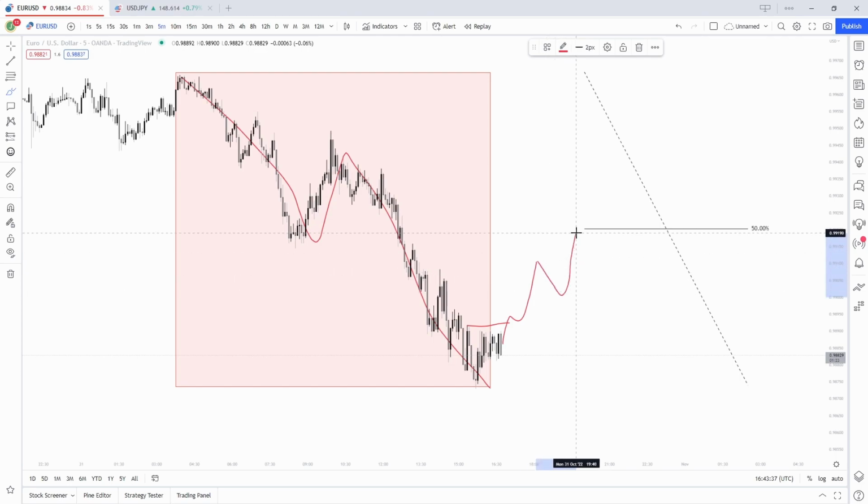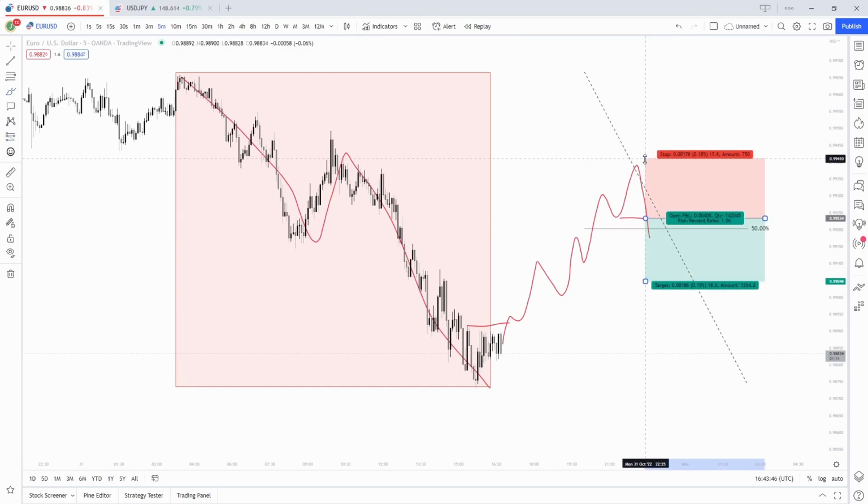If we were to then see price trade into the premium and then see a break of structure, we could get involved in a position there. Stop loss above that high. Take profit down here, yes.